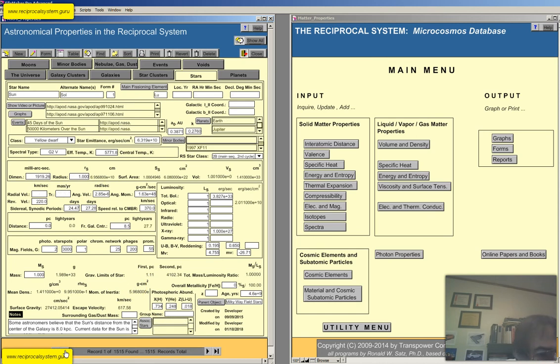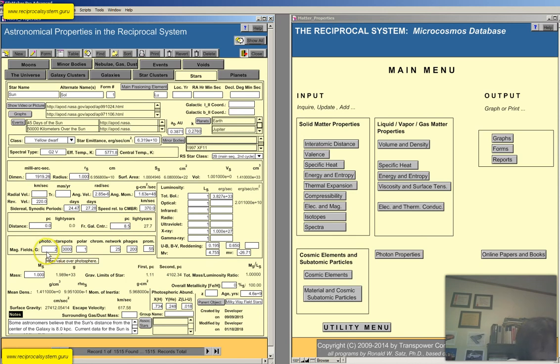I'll just come back to the sun, and we have angular momentum, grams centimeter squared per second. We have the revolution velocity 220.0. Sidereal and synodic periods, that's for the rotation, 24.47, 27.28. Speed relative to the CMBR is 370 kilometers per second. Distance, parsecs, of course there's no distance really in terms of parsecs and light years. It's way less than a parsec. From the center of the galaxy, we're at 8.5 parsecs away, or 27.7 light years.